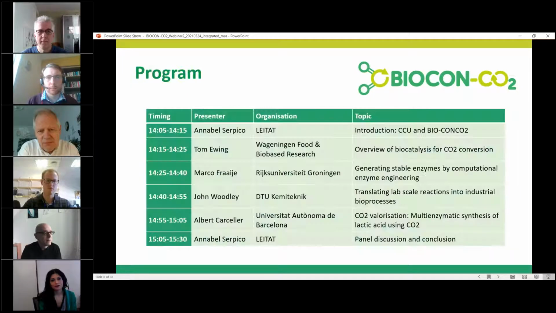Then on my last slide, you get an overview of the agenda or program for today. First of all, Annabel will give us an introduction to CCU in general and to the BIOCON-CO2 project results in this domain so far. Tom will give us an overview of biocatalysis for CO2 conversion in general. Marco will speak about generating stable enzymes by computational enzyme engineering. John will show us the industrial requirements for translating lab-scale reactions into industrial bioprocesses.